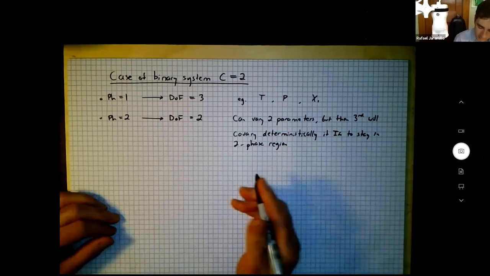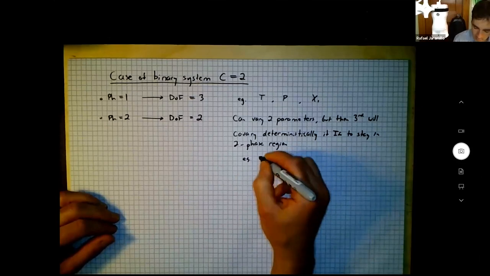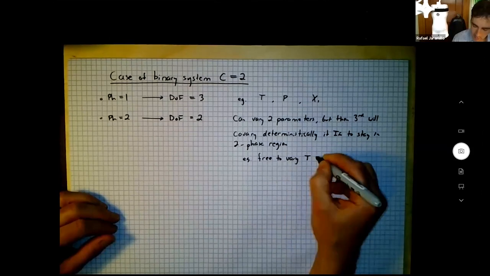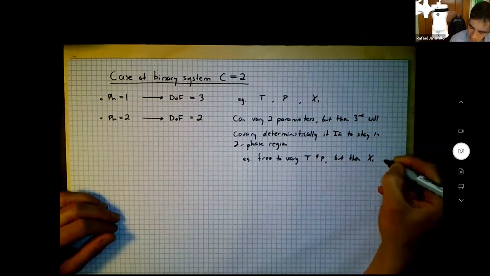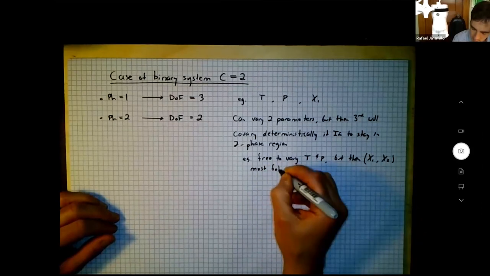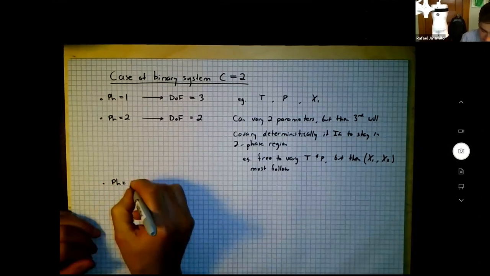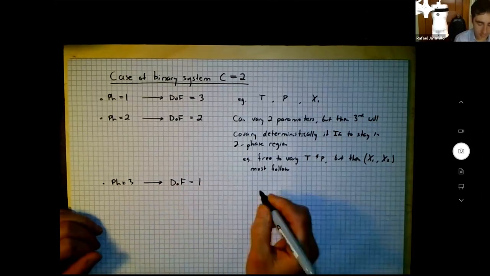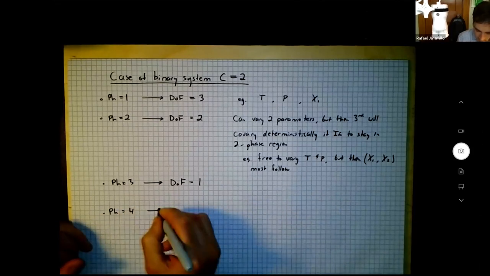So for example, I'm free to vary T and P, but then X1, X2 of course must follow from X1. Okay, so that's an example. Three phase, right? Degree of freedom equals one. And four phase, degree of freedom equals zero.